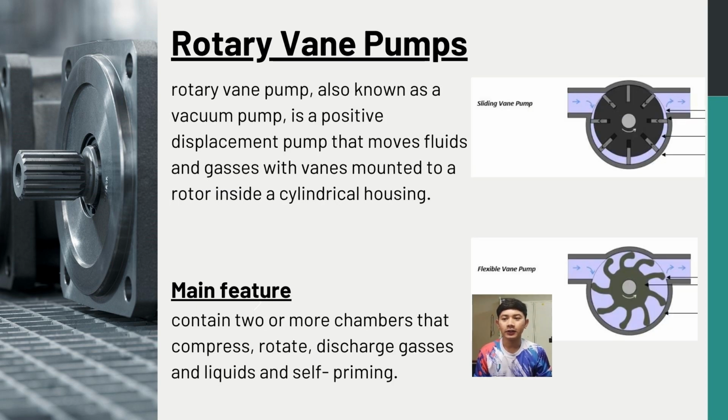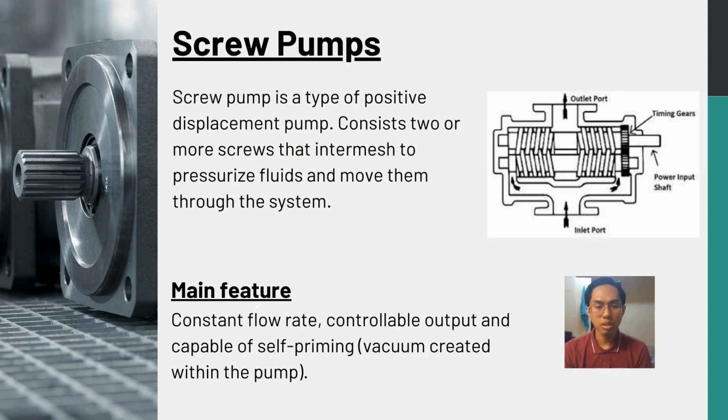Next, we have the rotary vane pump. A rotary vane pump is a type of pump that is self-cleaning. This means that a vacuum is present when the rotor is rotating, sucking in hydraulic fluid and moving gases without the need of manual cleaning. The main feature of this pump is that it contains two or more chambers that compress, rotate, and discharge gases and liquid.